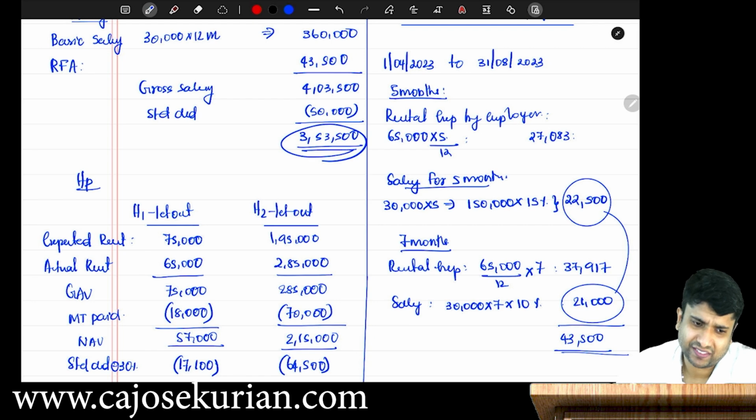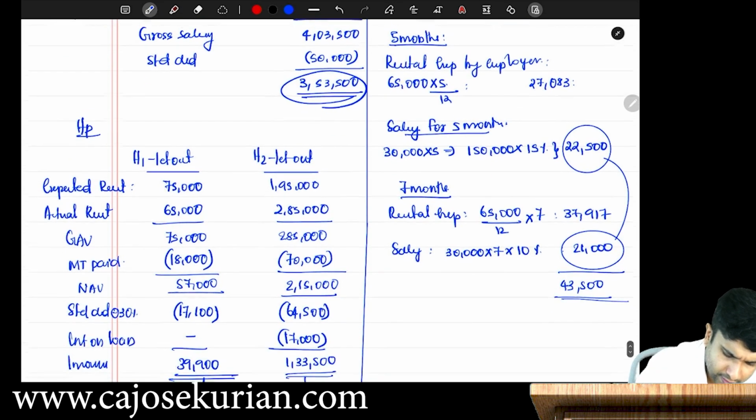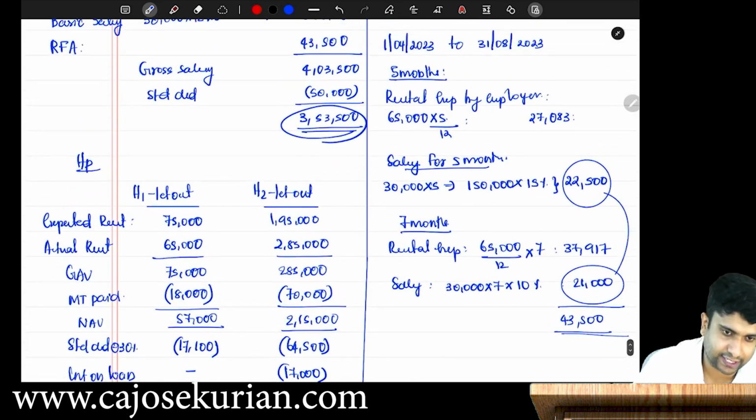Mortgage interest, that's fine. You have mortgaged house property 1. For what? For taking a loan for the construction of house property 2. So you have taken a loan for house property 2. That's why we have claimed the interest, 17,000, as the deduction, okay?